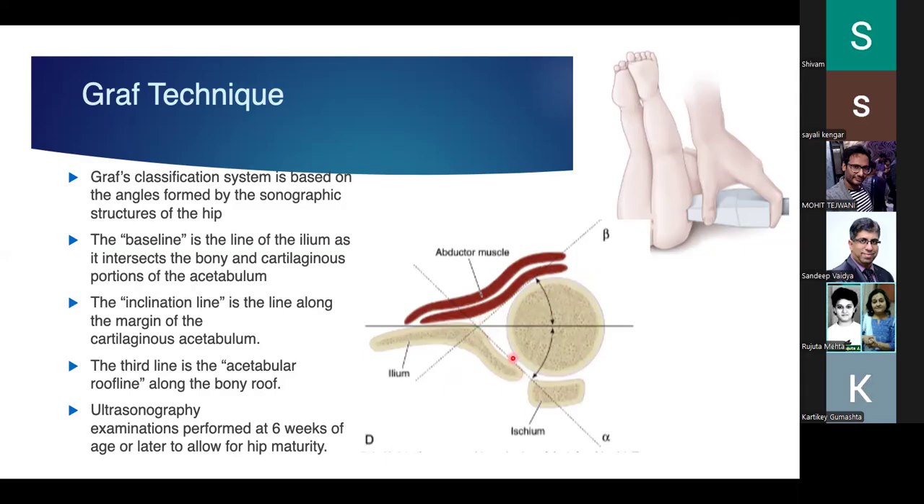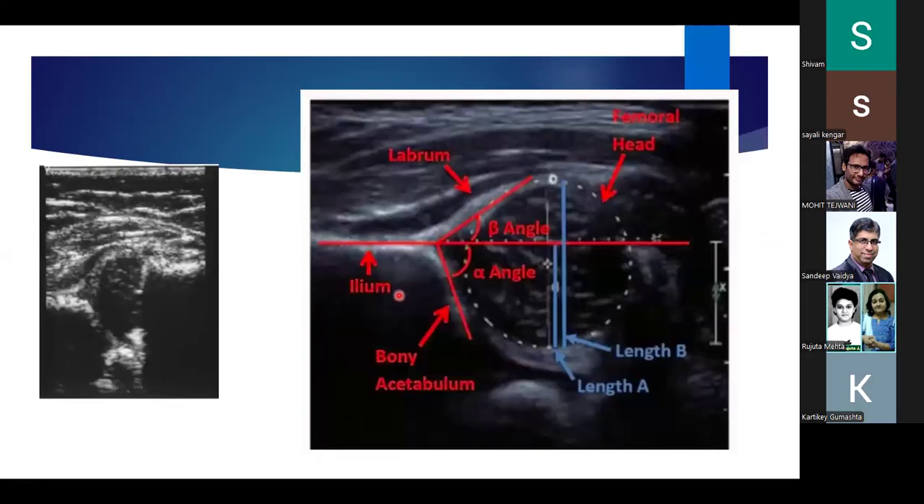Ultrasonography examinations are done at 6 weeks of age or later to allow for hip maturity. This is the sonographic picture we see during sonography. This is the ilium line, this is the cartilaginous acetabular roof, and this is the bony acetabulum. The angle between the cartilaginous line and the baseline is the beta angle, while the angle between the bony acetabulum and the baseline is the alpha angle.